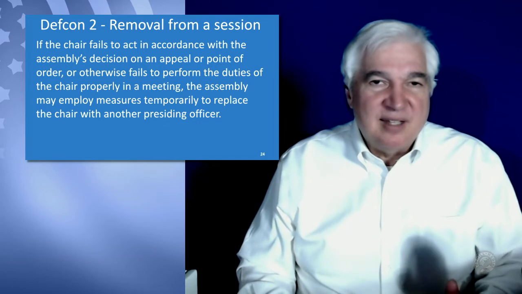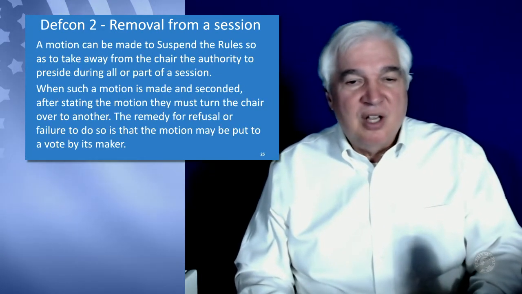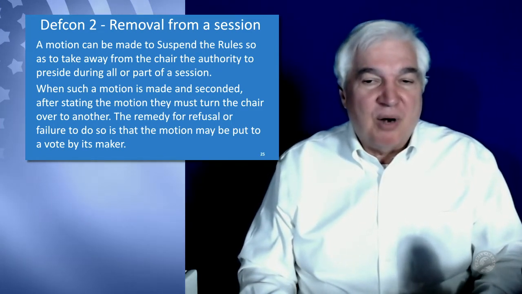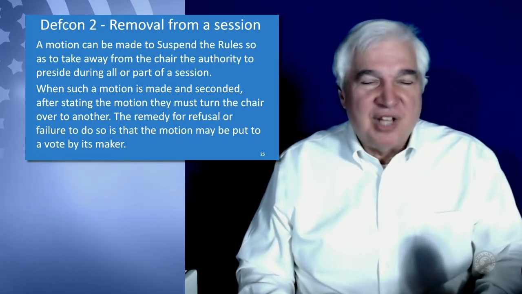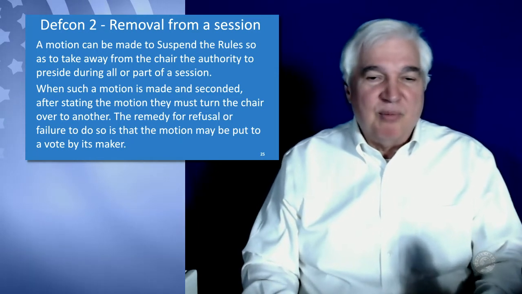So the way this is done is that you make a motion to suspend the rules so as to take away from the chair the authority to preside during all or part of the session. You don't have to cite any specific rule for this. You say, I move to suspend the rules and remove the chair.